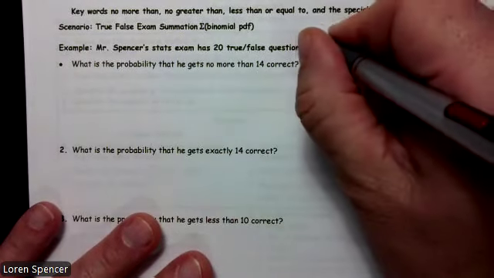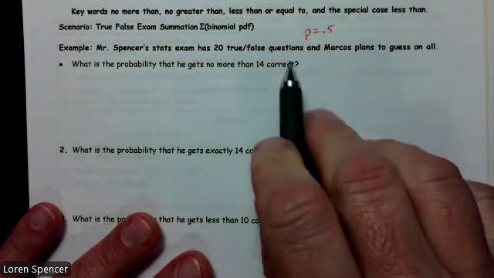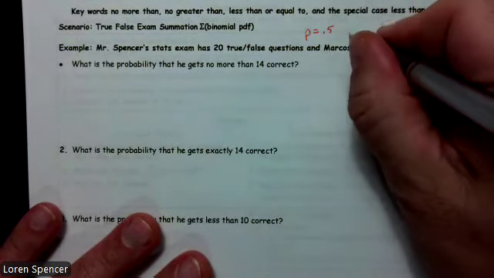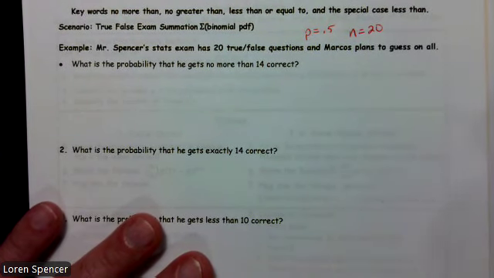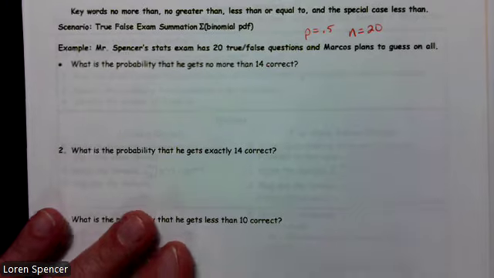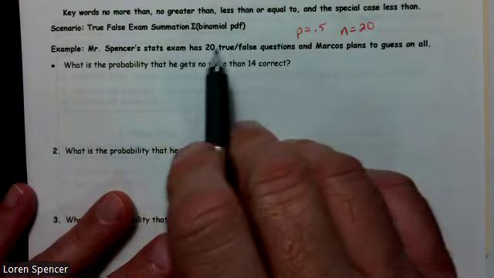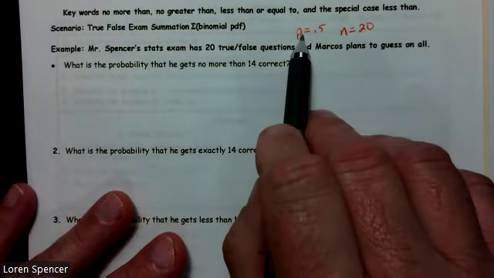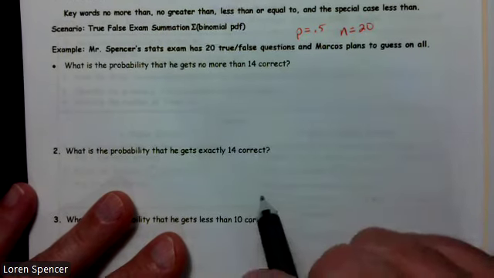So, first off, the probability of guessing correct is 0.5. And our number of trials is 20. All right. So we know what that is. And when we look at our recipe, we go, okay, name the distribution. Well, in this case, it's the binomial. And the reason I know it's a binomial is I have a fixed probability. It's not going to change. I'm just guessing the whole way.